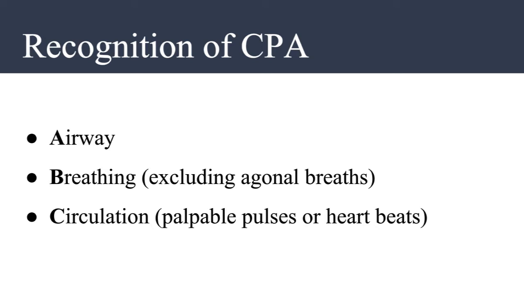So for your ABCs, the first thing you'll examine for a patient is their airway to look for any upper airway obstruction. Next, you will look to see if the patient is breathing. However, agonal breaths are not included as breathing, and if a patient is agonally breathing and has no palpable pulses, CPR should be initiated. And finally, circulation.